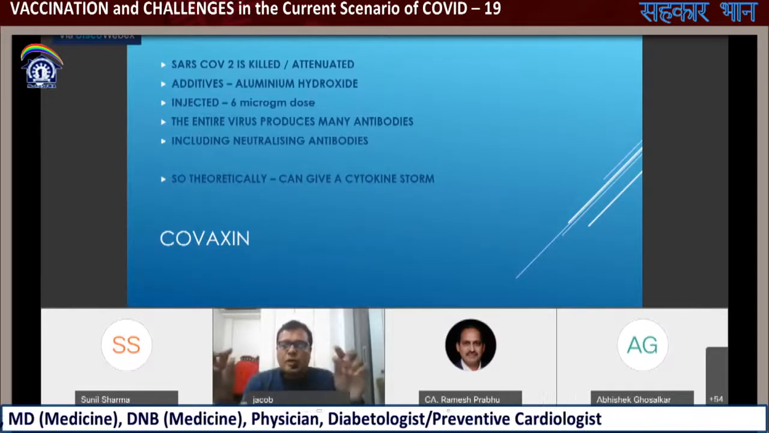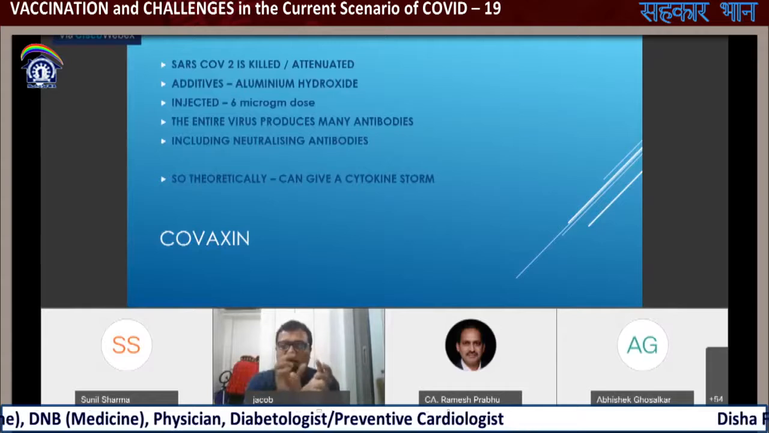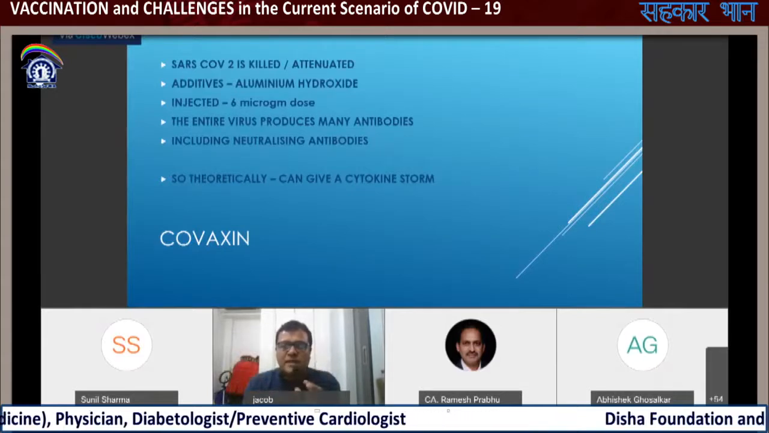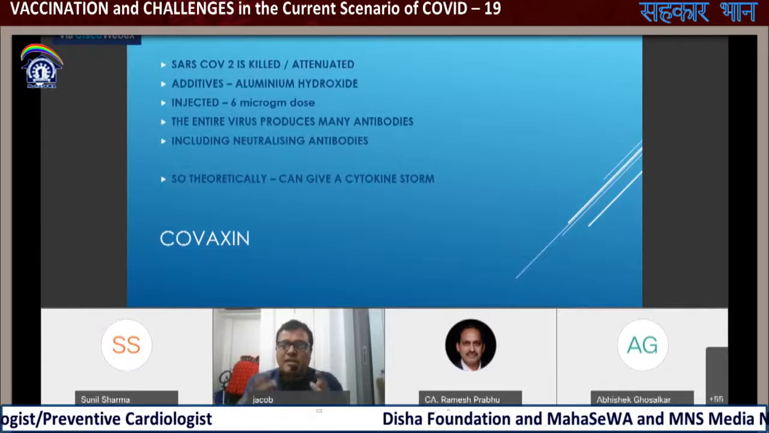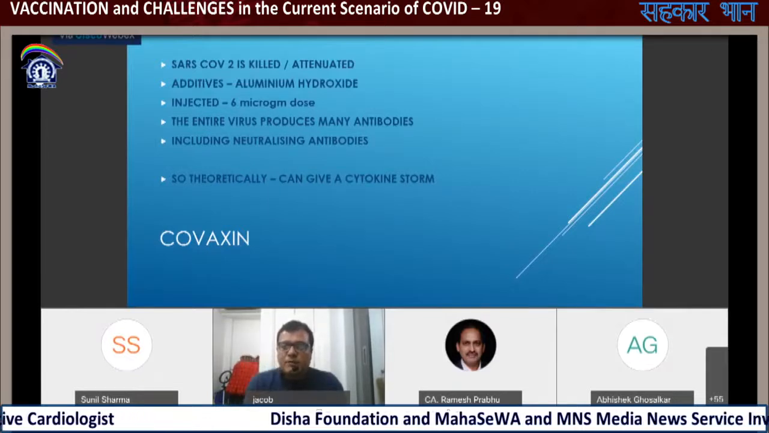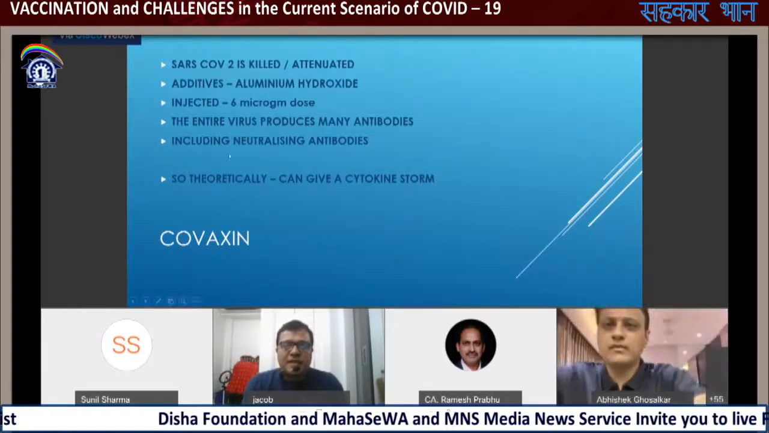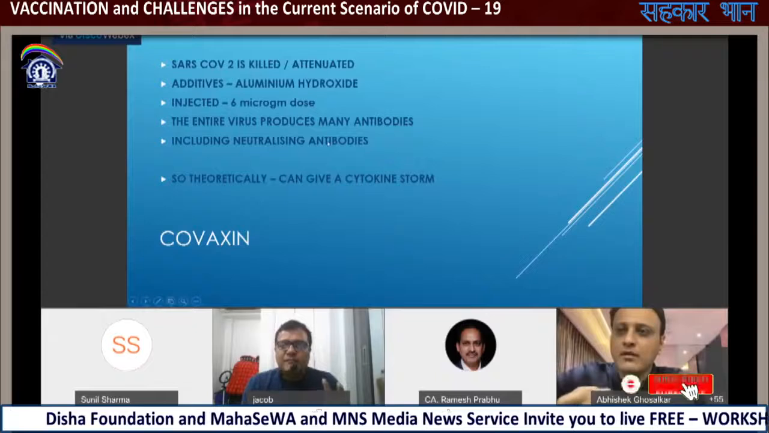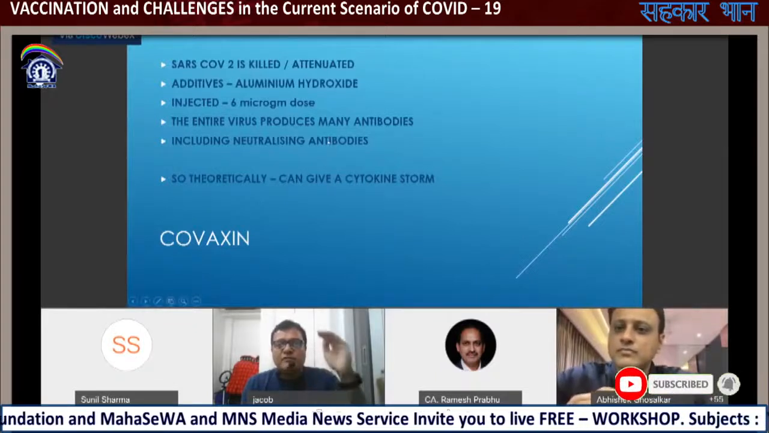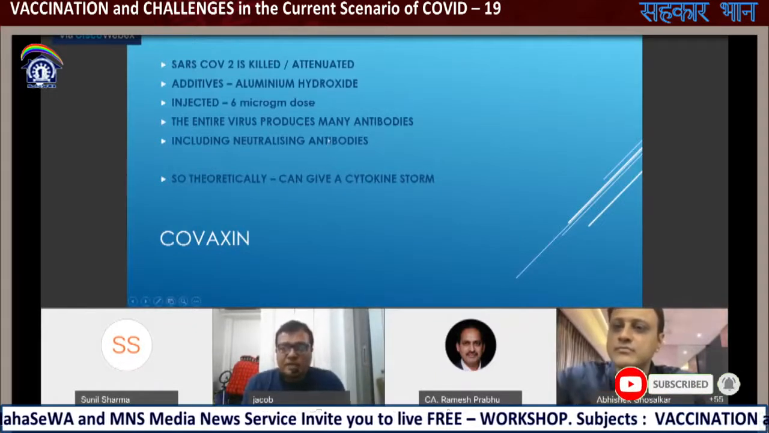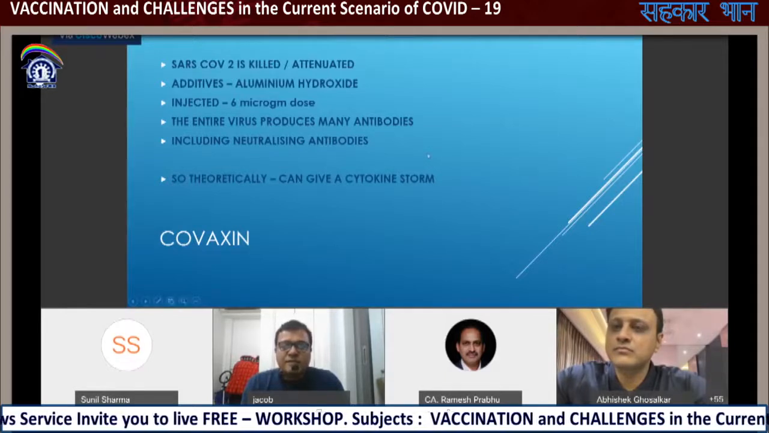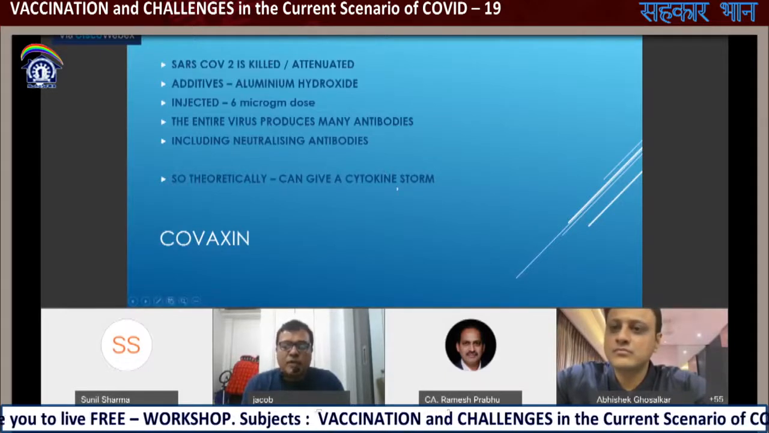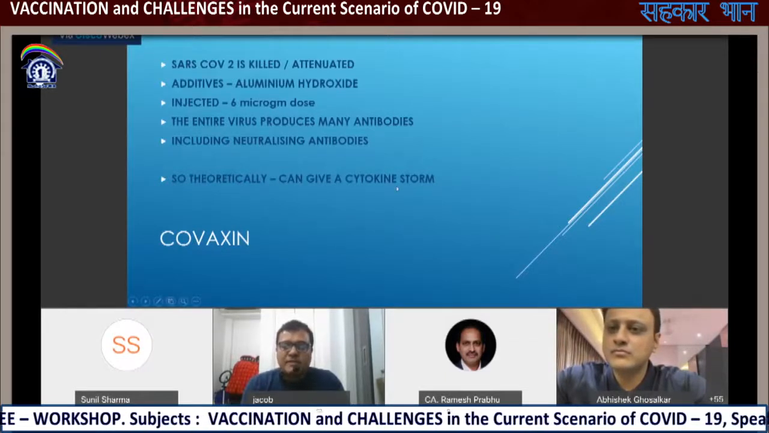And the entire body of the virus has hundreds of different types of proteins. So the body is going to produce many different types of antibodies against this. But some of those antibodies would be neutralizing antibody, and that will cause prevention from actual infection if at all it were to take place. But as we discussed, there is a danger of some kind of cytokine storm. Has this danger been addressed?